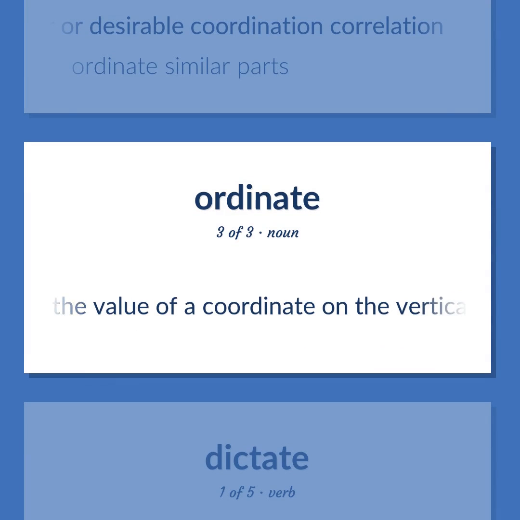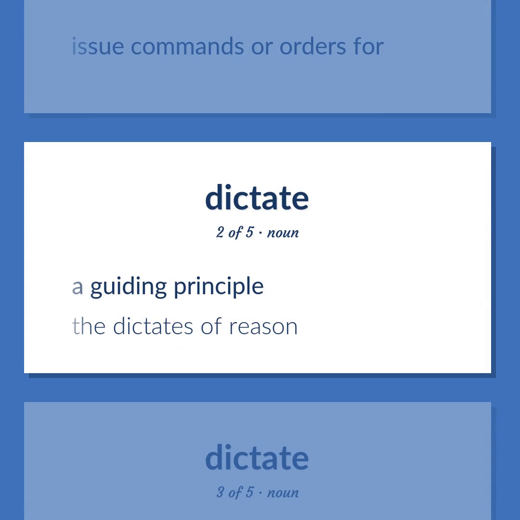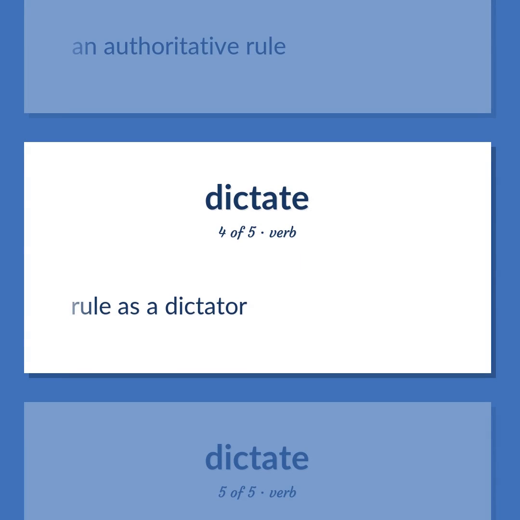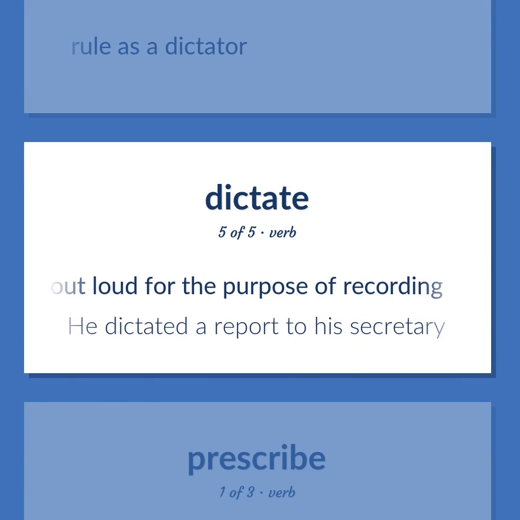The value of a coordinate on the vertical axis. Issue commands or orders for. A guiding principle. The dictates of reason. An authoritative rule. Rule as a dictator. Say out loud for the purpose of recording. He dictated a report to his secretary.